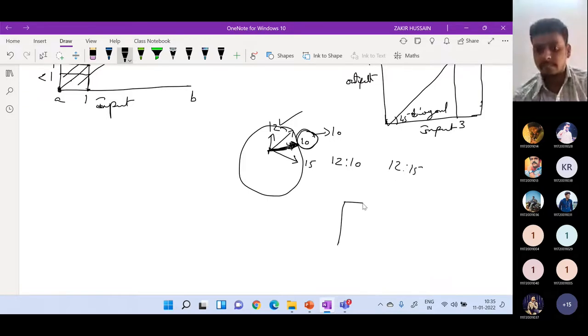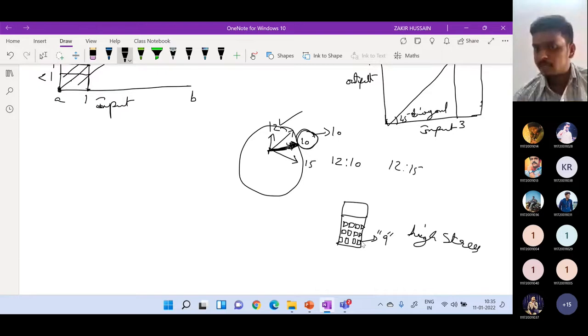For example, in a cell phone, a keyboard type of cell phone, not the smartphone, or smartphone also we can take like this. Buttons will be there, no? If you are using this 9 button many, many times, it will be subjected to high stress. At some point in time, what happens? You are not using 0 to 8 digits very high, but you are using the 9 number very high.